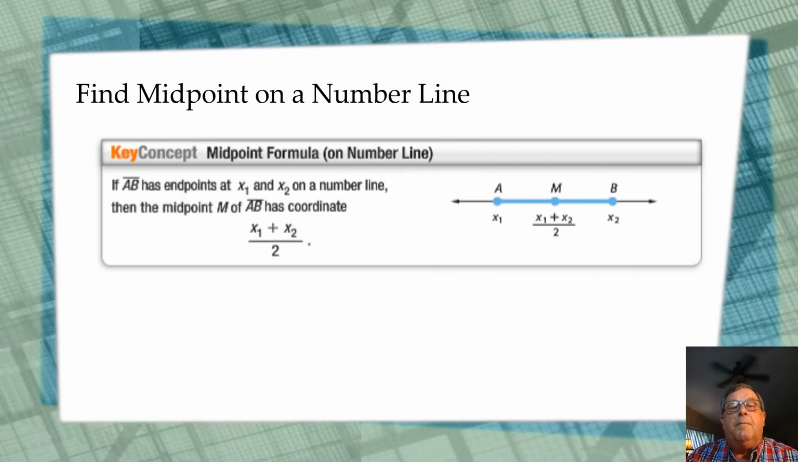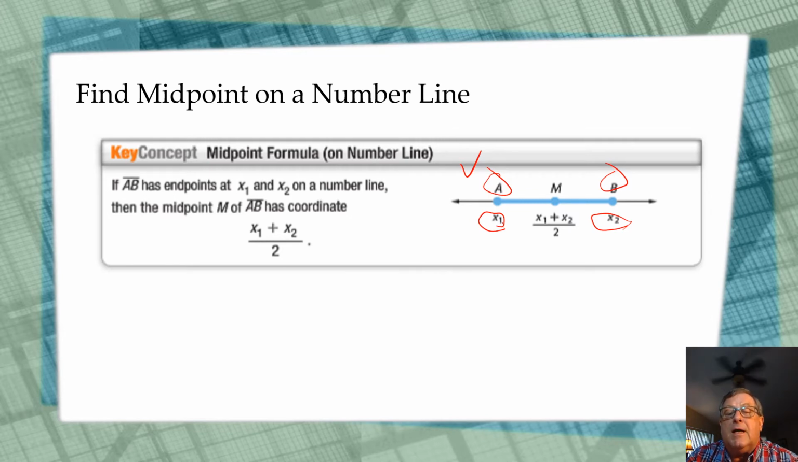Now let's look at finding a midpoint on a number line. And if you look over here on the right, we've got a number line, and this is what we're calling x1, which is point A on that number line, and x2 right here, which is point B on the number line. And then we have a midpoint.